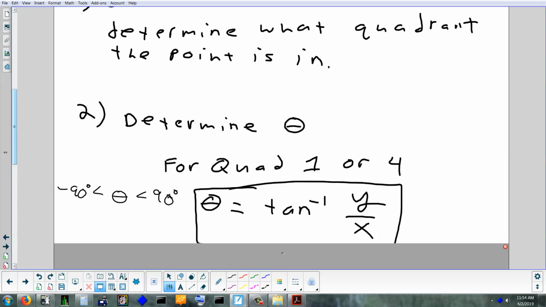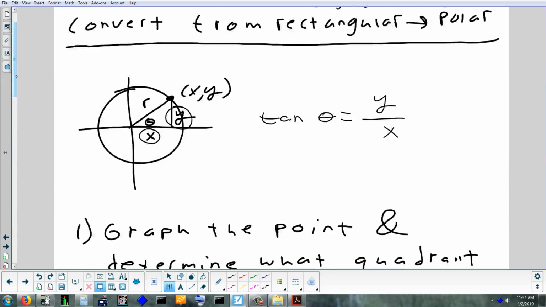Well, that's kind of a problem because negative 90 is this way. So if you get an answer down here, you're covered. Positive 90 is this way. So if you get an answer up there, you're covered. So 1 and 4 work fine. But which quadrants are left out? 2 and 3. Inverse tangent will never give you an answer in quadrants 2 and 3.